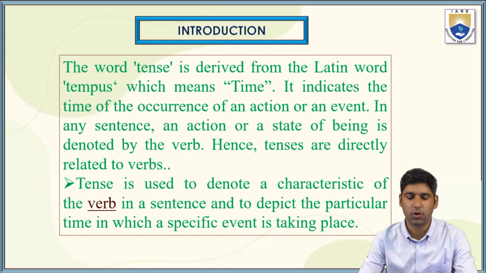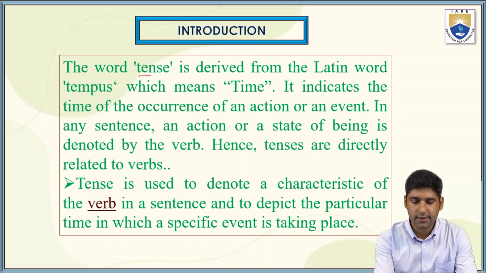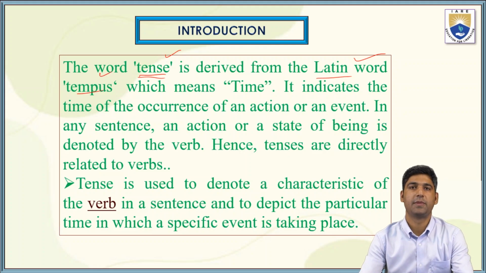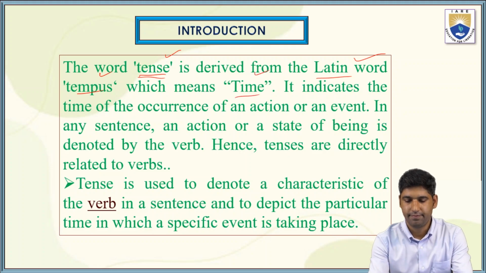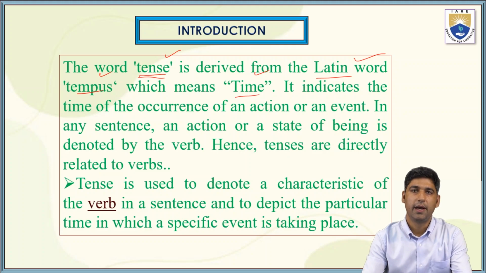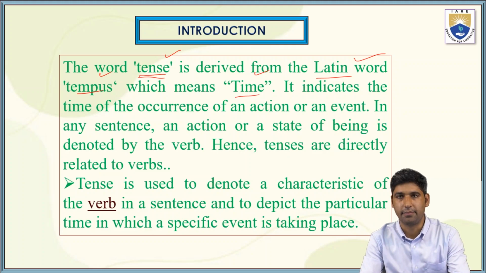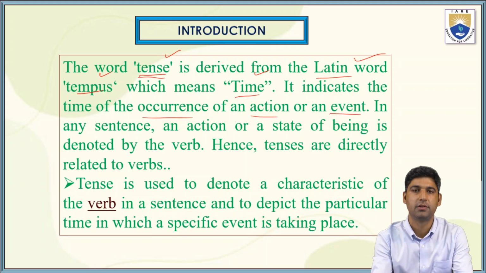Let's go with the introduction of the tense first. The word tense is derived from a Latin word, tempus. Its root word is tempus, which means time. So tense is a Latin word, its origin is tempus, which means time. So tense means time, and it indicates the time of occurrence of an action or an event.